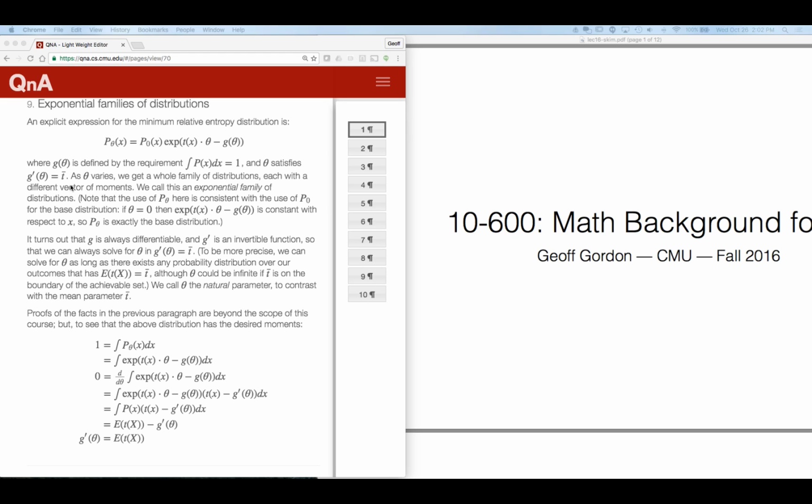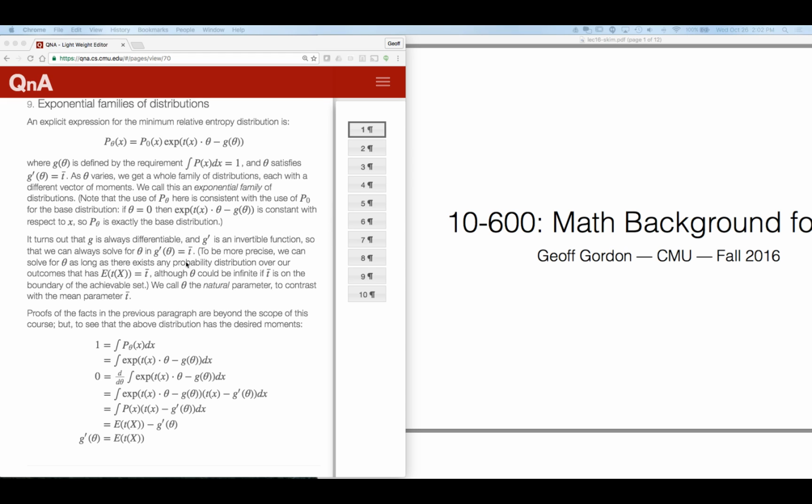But let's just type check, right? So g is a scalar function whose argument is a vector theta. So g prime, the output of g prime, is a vector of the same size as theta, right? And theta is the same size as t because we have one parameter per feature. And so you can at least type match this, right? This is a vector of k real numbers, and this is another vector of k real numbers.